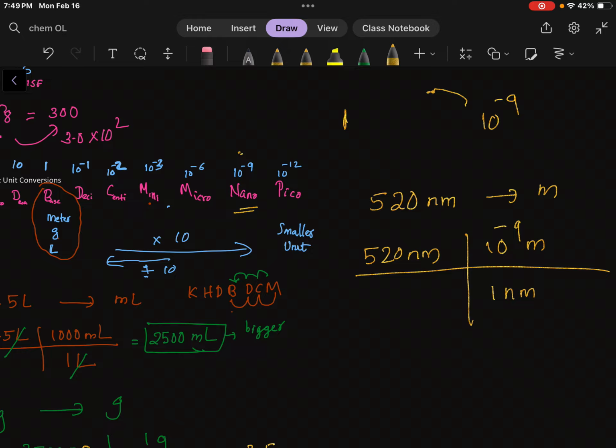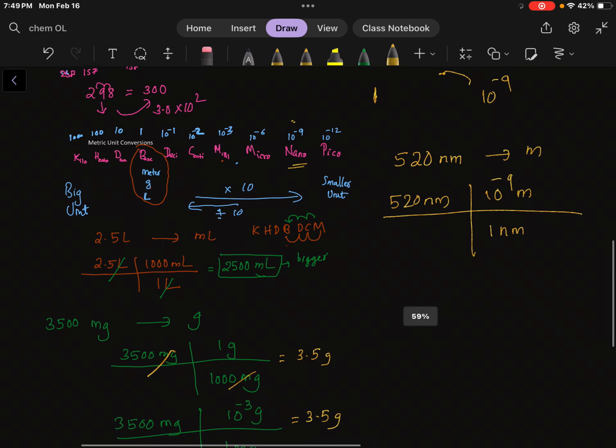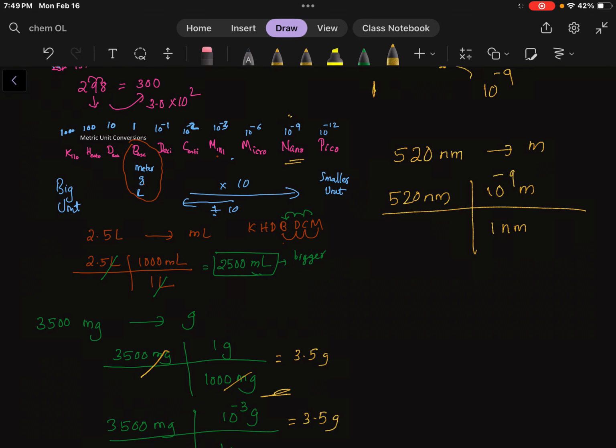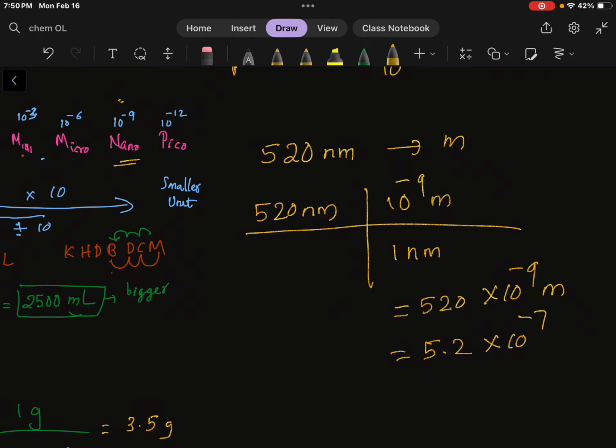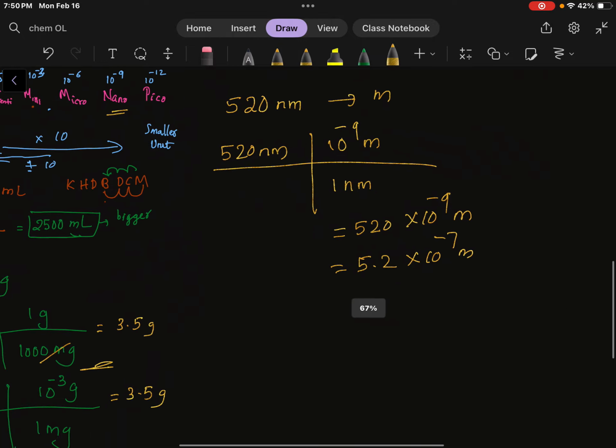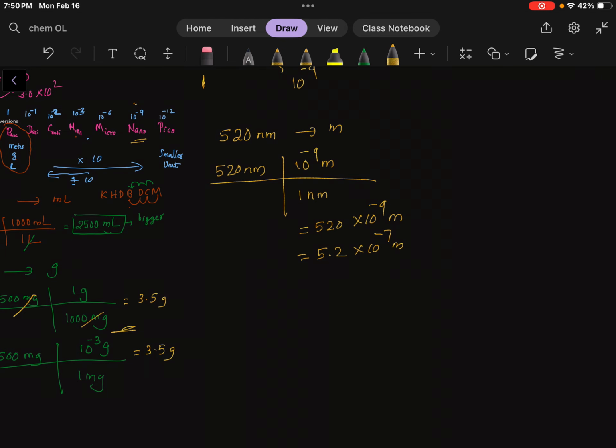Or you can write the opposite way, like putting 9 zeros on the bottom, like the one we did here. But I will prefer this one because that is easy for you to do the calculation, right? So the answer will be, you can write 520 times 10 to the power of negative 9 meter, or write that in scientific notation, which will be 5.2 times 10 to the power of negative 7 meter. Okay, now I'll show you an example if you are going backwards.